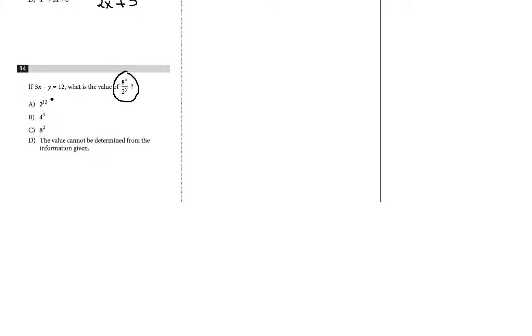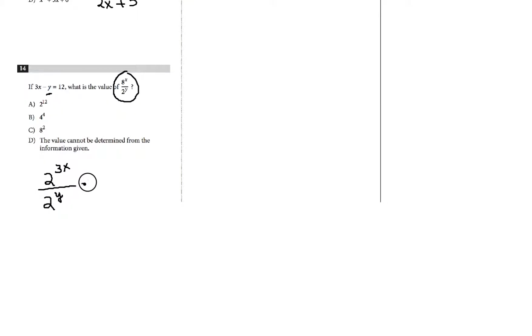There's a couple different ways you can do this. You could solve this one for y and substitute it in here. You're going to have x's, and it's going to be complicated. The first thing you want to do is look at the bases of these. We can write 8 as 2 cubed. And then we have our x there that's left over, and the denominator is 2 to the y.